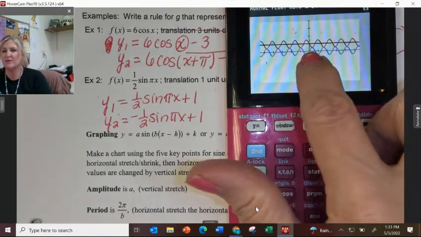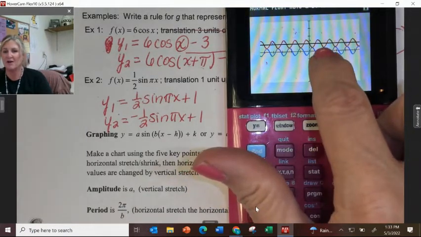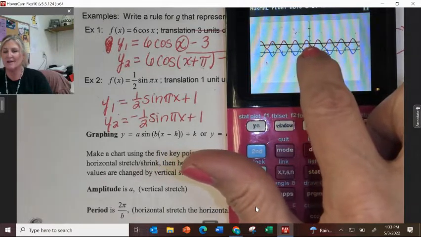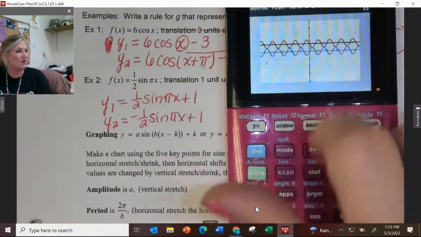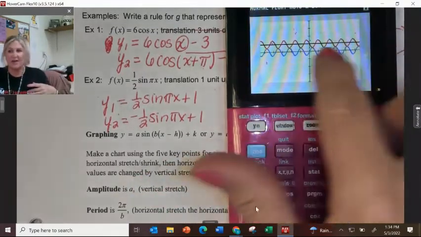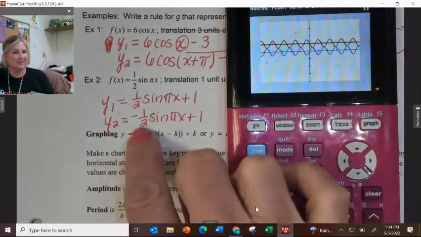But look at this one. This one goes on, up, on, down, on. This one goes on, down, on, up, on. So wasn't it a reflection over this line y equals 1? Yeah, it was. That's all we had to do.